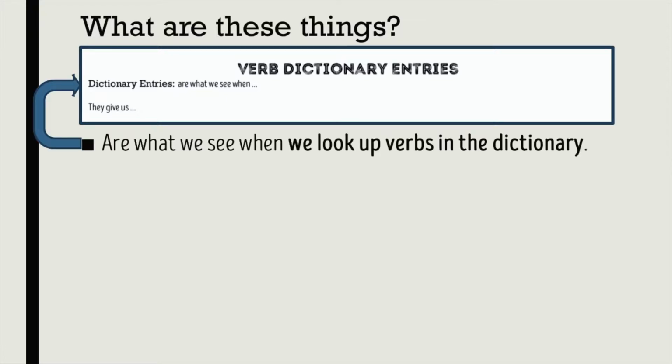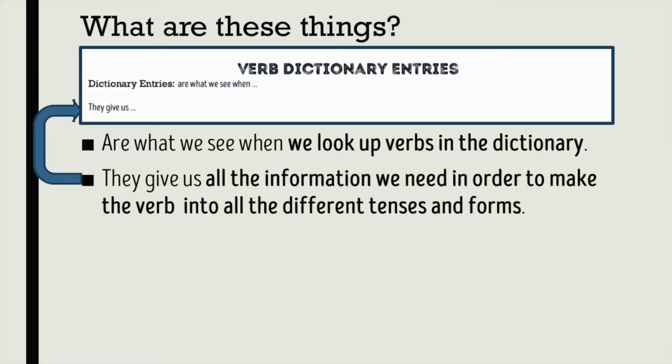First of all, dictionary entries are aptly named because they're what we see when we look verbs up in the dictionary. And the reason we need them is that they give us all the information we need to make the verb into all the different tenses and forms. So, in English, you know that the word "runned" isn't right and you need to say "ran" because it sounds right to you. But in Latin, you've got to go look up how to form the past tense. And so this gives us all the information we need.